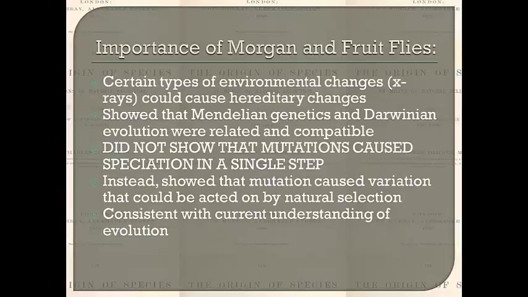Morgan induced genetic changes, which is to say changes in the structure of DNA, using X-rays. And the use of the X-rays functionally just disrupted DNA and made mistakes in other genetic processes take place, such that the materials available for producing offspring themselves were changed. Mendel's work showed how Darwin's ideas about genetic variation were related to Mendel's laws, and both Darwinism and Mendel were compatible. Further, Morgan showed that mutation did not result in speciation in a single step.